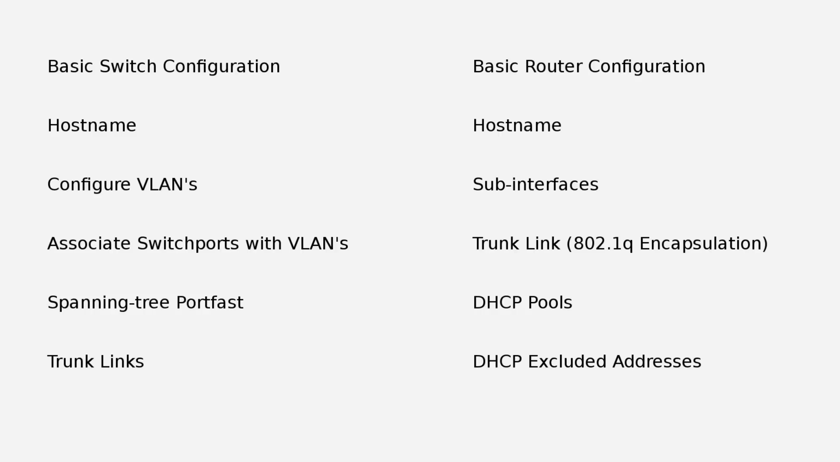For the basic router configuration, we're going to again put a host name on. We're going to create sub-interfaces. The sub-interfaces will function as 802.1Q trunk encapsulation sub-interfaces, so they can actually see the tagged frames going in and out. We're going to create a DHCP pool. In fact, we're going to create 3 DHCP pools, one for each VLAN, and we'll create some DHCP excluded addresses.